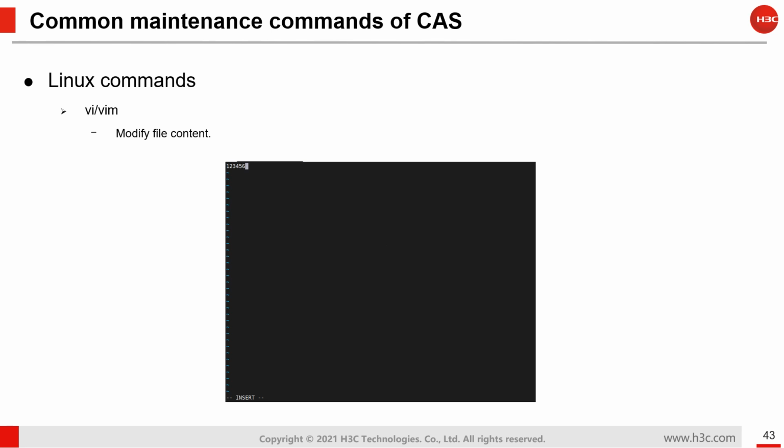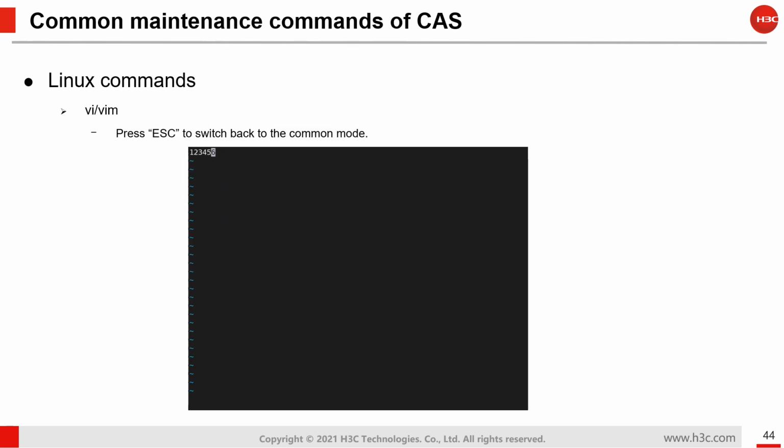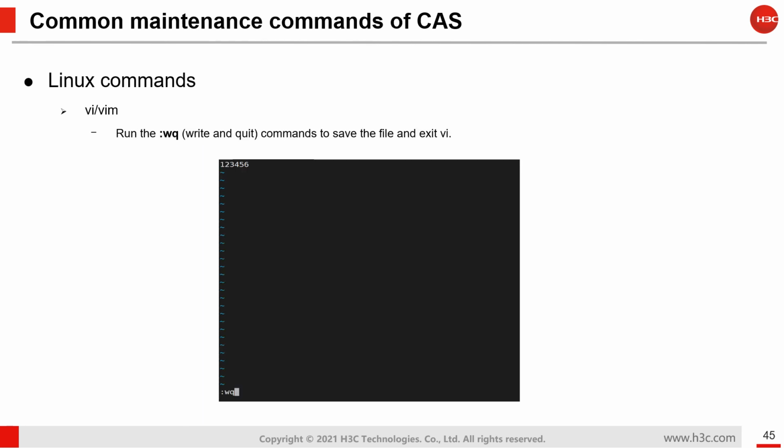Modify the content. When we enter the insert mode, we can modify the content. For example, we input 1, 2, 3, 4, 5, 6. It will show on the screen. Then we press ESC to switch back to the common mode. In common mode, we cannot edit the content. We can only check the content. Finally, we can run the :wq command, which means write and quit, to save the file and quit vi.